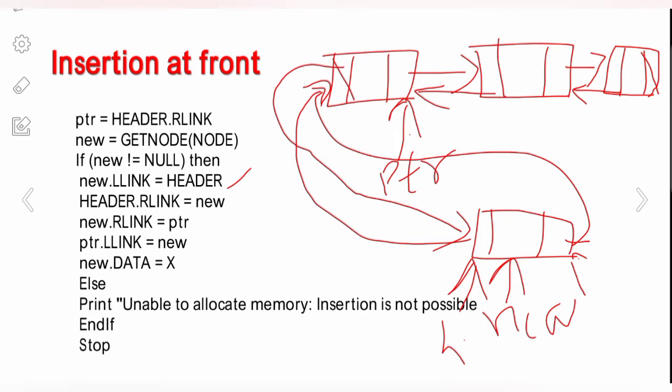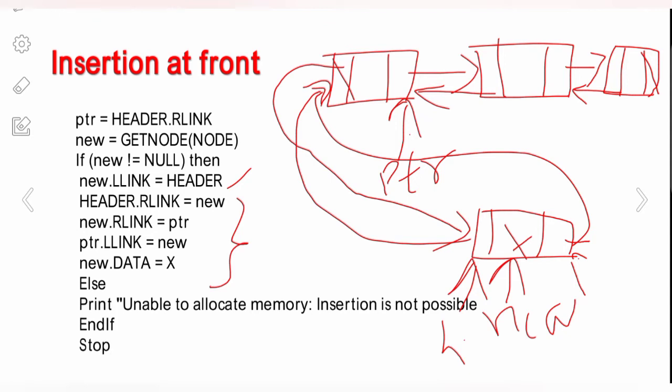Okay, and new dot data equals x. So it will be x. So like that, this new node will be added to this doubly linked list. After adding this, this code is going to generate the two pointers for the given node, and it is going to move the header pointer to the new node.